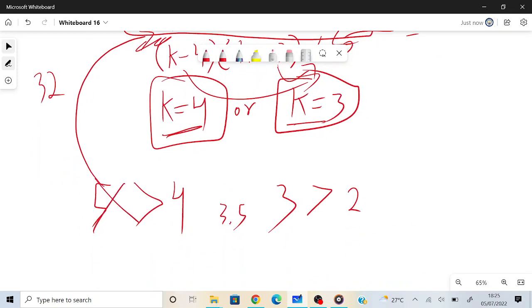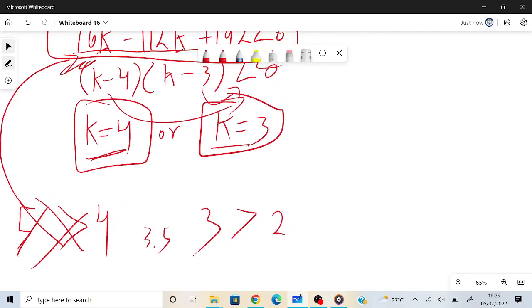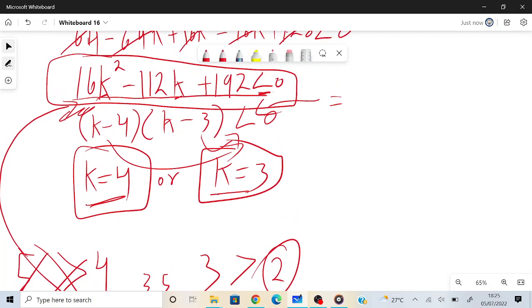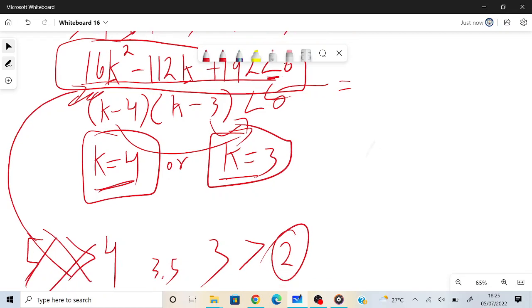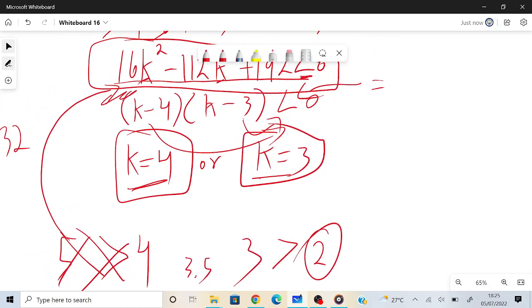Nothing greater than 4 will satisfy the inequality. Let's try something less than 3. Let's try 2. Again, we put 2 into that quadratic equation. So 16 into 2 squared minus 112 into 2 plus 192, and I'm getting 32 again. So if I'm getting 32 for 2 as well, this is wrong, because it's meant to be less than 0 and not greater than 0. So this is wrong. Now let's try 3.5.